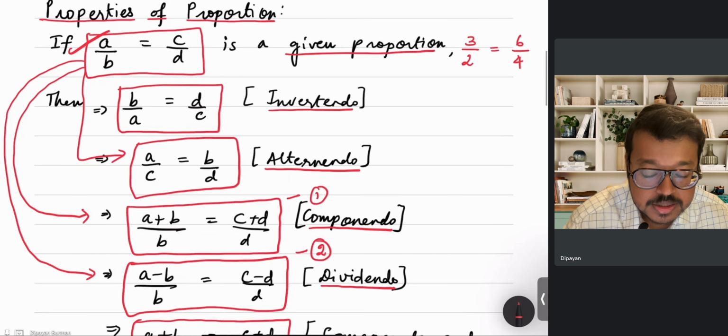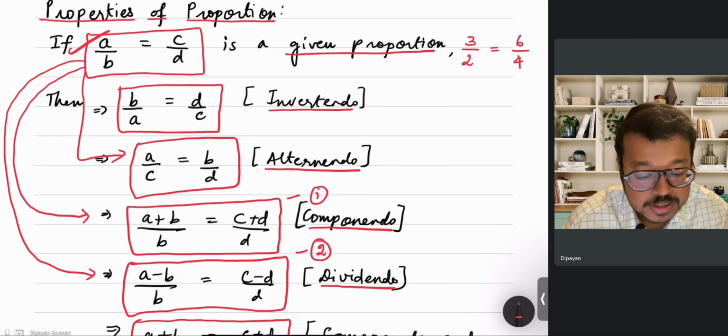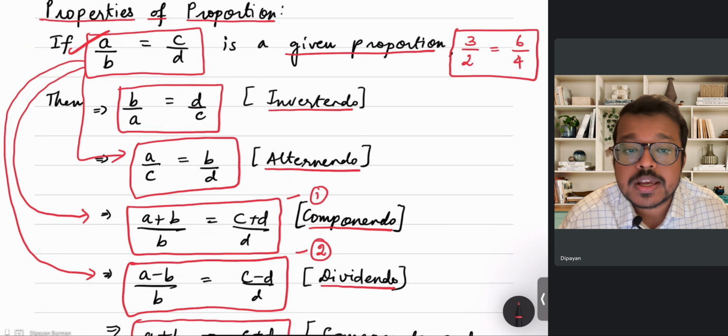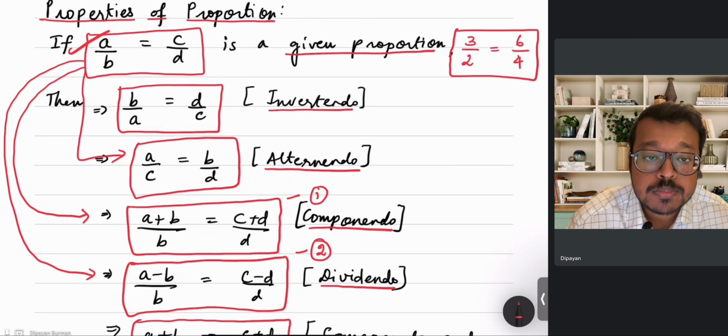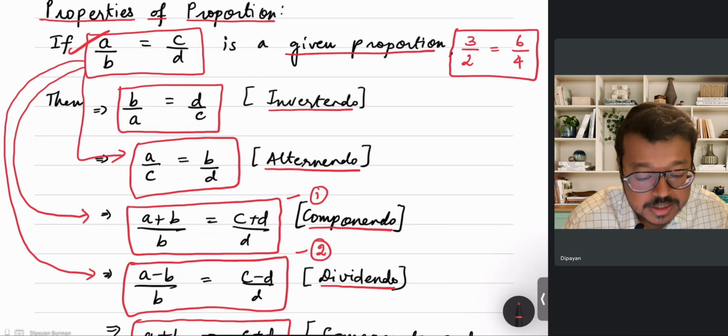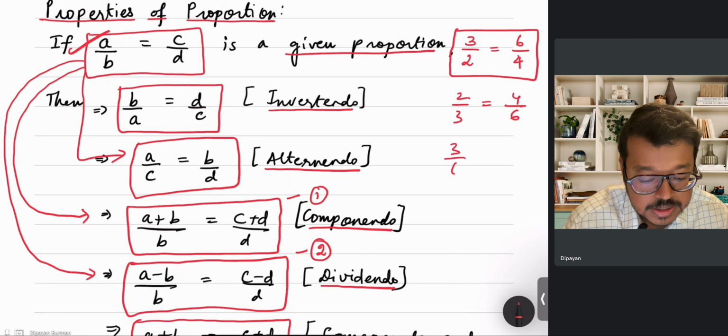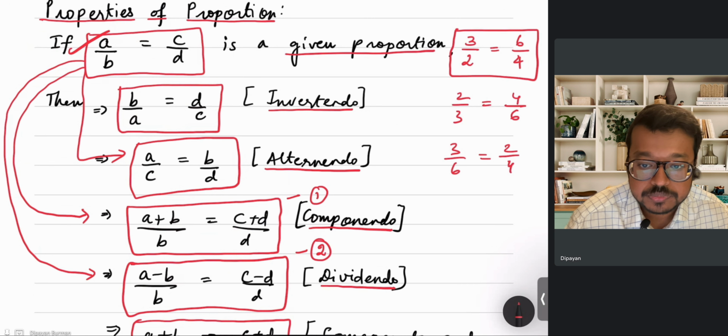Now let's take an example, say 3 is to 2 is equal to 6 is to 4. This was my given ratio. If I apply invertendo to this proportion, I will get 2 is to 3 is equal to 4 is to 6, which is actually true. Or if I had started with my proportion and applied alternando, I would get 3 is to 6 is equal to 2 is to 4, which is also true.